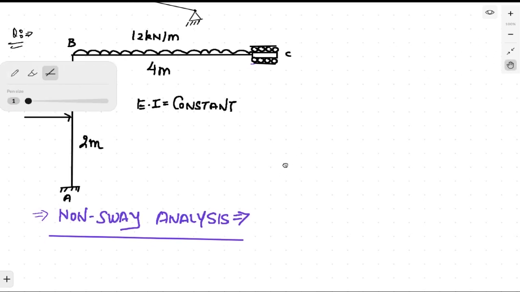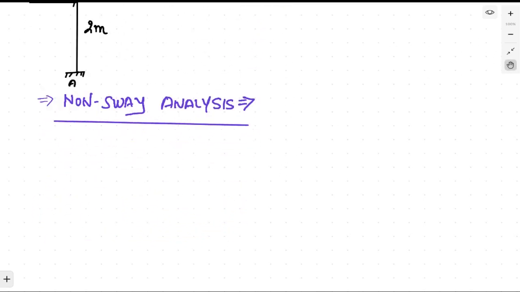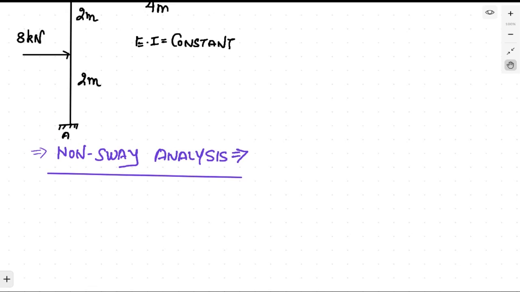आ जाओ. Non-sway analysis करनी है, इसका मतलब ये है आपको सबसे पहले फिक्स्ड एंड मोमेंट्स निकालने हैं. फ्रेम आपके सामने रखा हुआ है, आप अगर फिक्स्ड एंड मोमेंट निकालते तो you can calculate that M bar AB is equal to minus PL/8, that is minus 8 into 4 divided by 8, this is equal to minus 4 kilonewton meter.